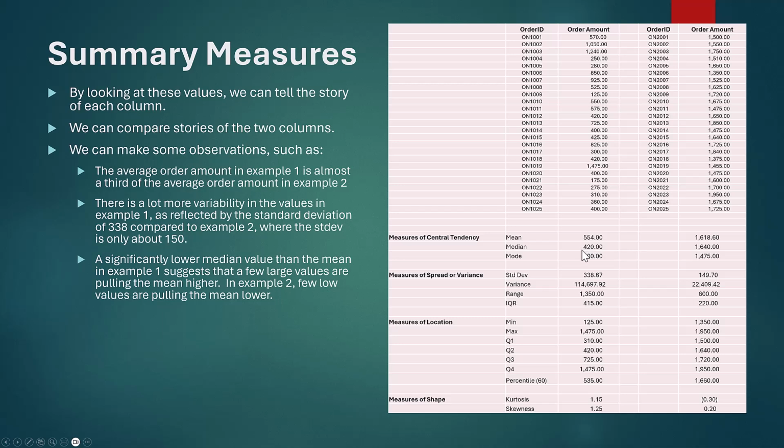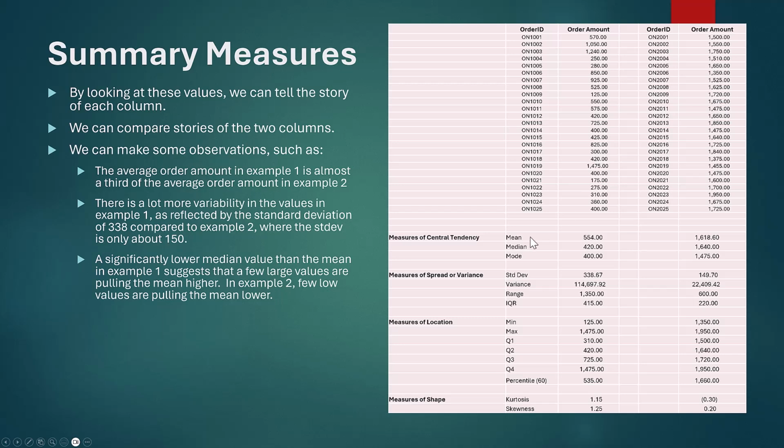Also notice that the median here is quite a bit less than the mean here. In other words, the mean here is quite a bit higher than the median. And that tells us that there are some high values pulling the mean higher. Whereas here, it's the opposite. The mean is lower than the median, which means there are some low values pulling the mean lower.